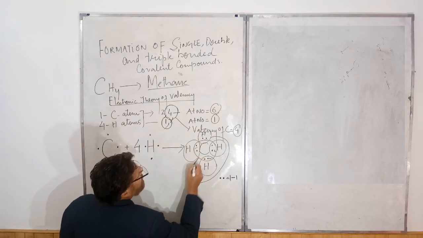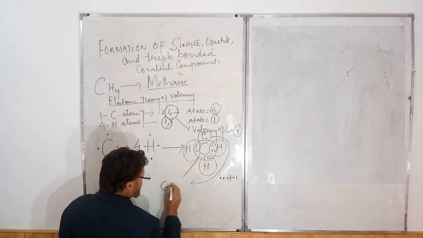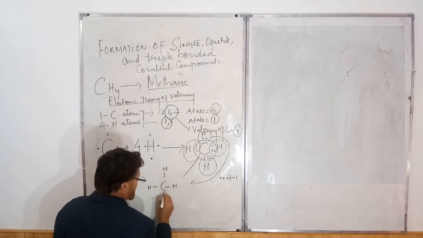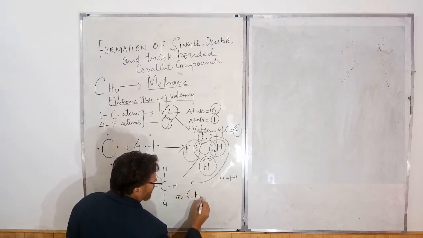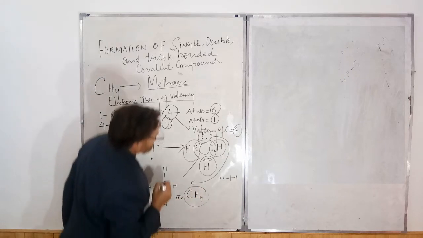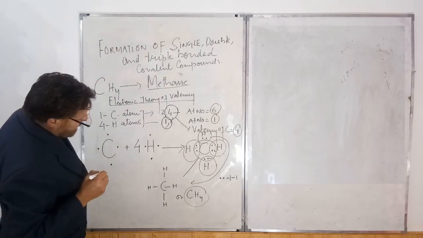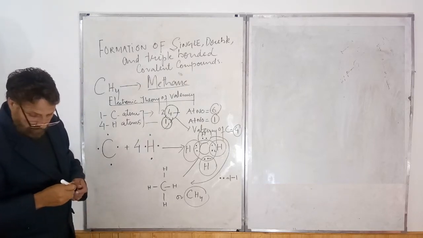We can write this methane molecule also as C, single bond H, single bond H, single bond H, single bond H, or CH4. This is the formation of the methane molecule. Now let us go for the double bond.